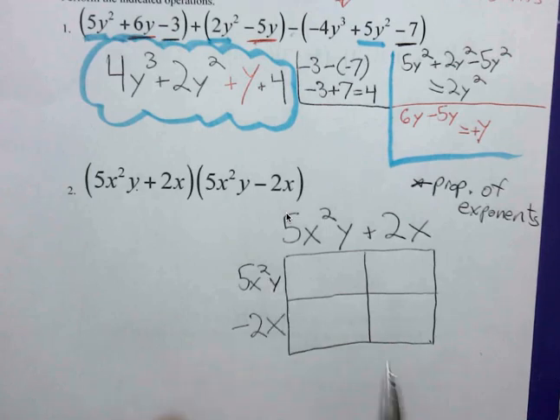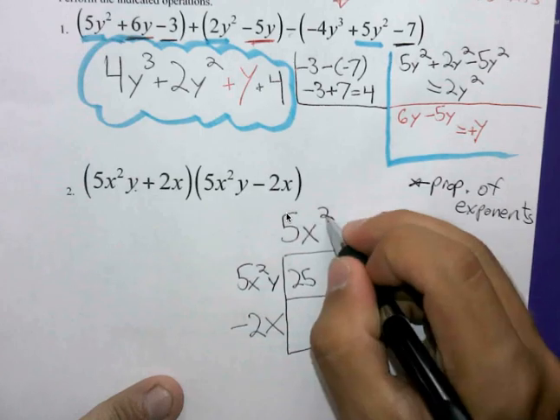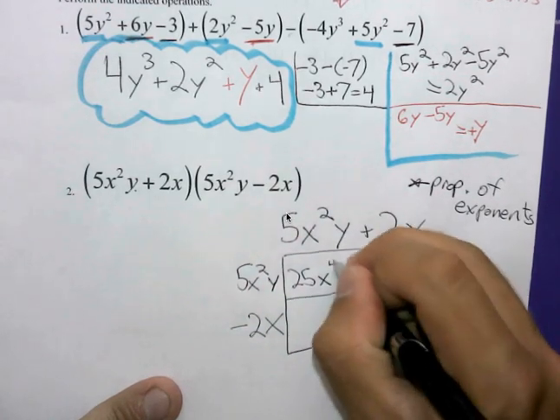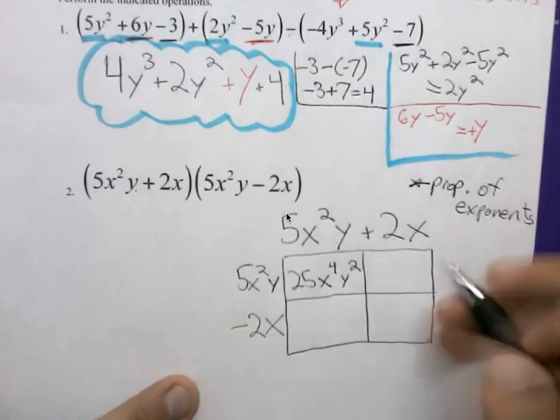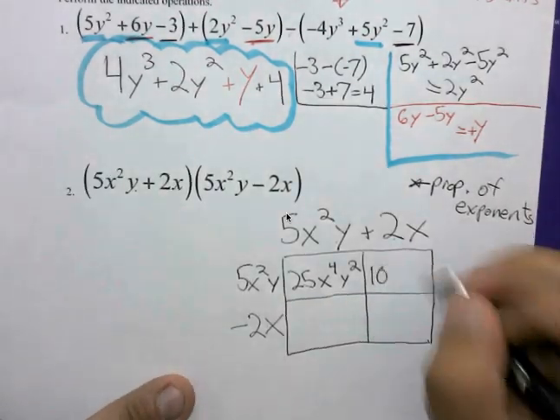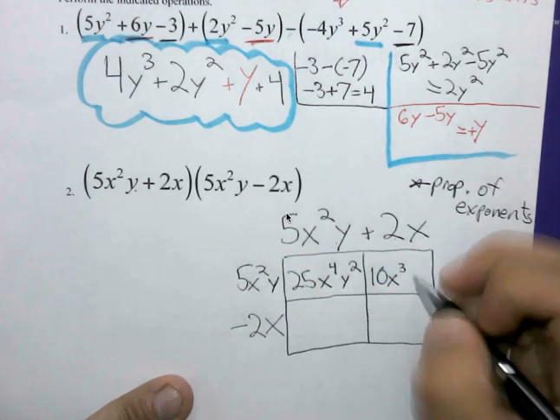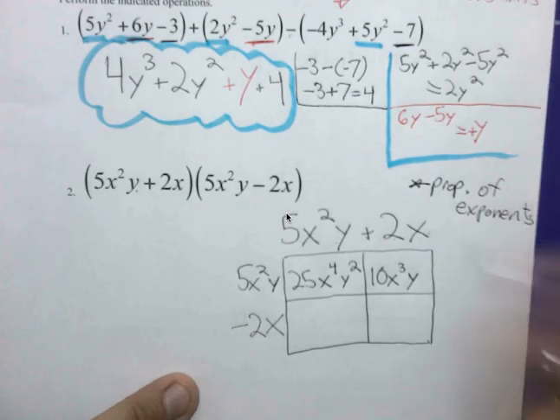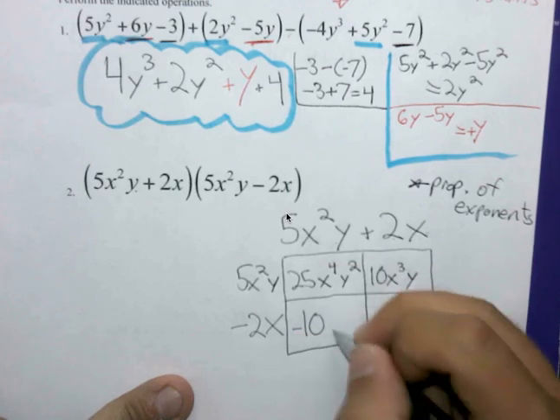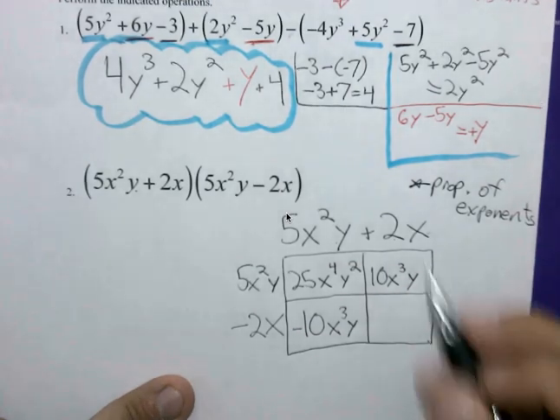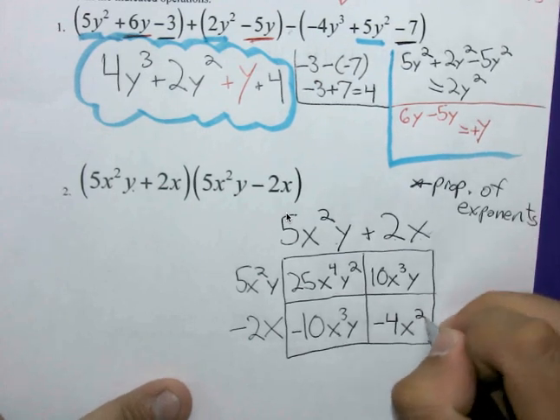So going with this, 5 times 5 is 25. X squared multiplying with x squared, be careful here. Adding exponents, getting x to the 4th, and also y squared. Going here, 2 times 5 gets us 10. X squared times x gets us x cubed. Y is along for the ride, because there's no other y term here. Here, negative 2 times 5 is negative 10. X cubed and y. Finally concluding with negative 4x, and we're adding exponents to get x squared.